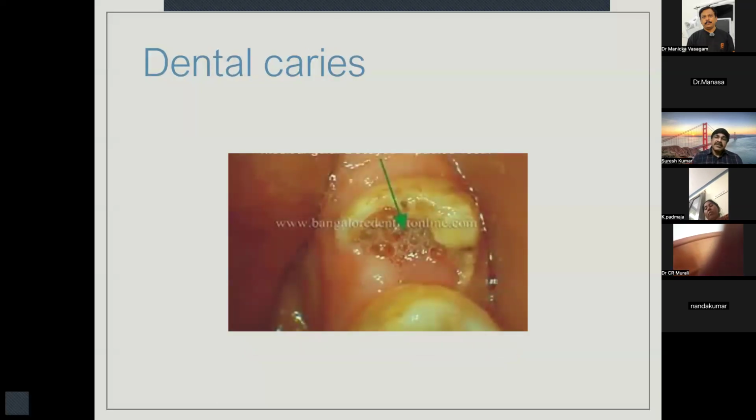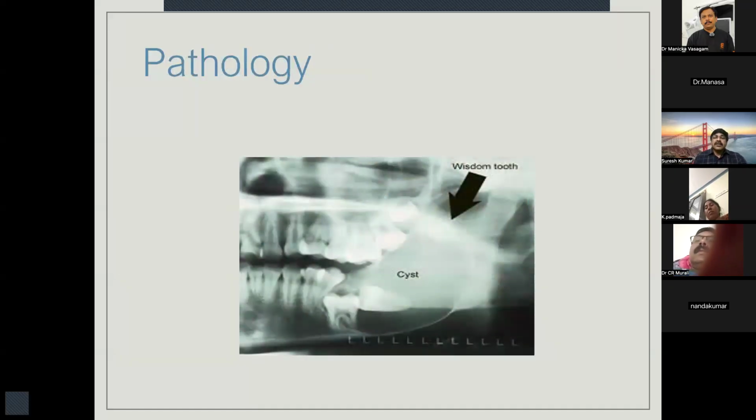Then again, a very common scenario with an impacted lower third molar is dental caries. You all see it very commonly. I don't have to explain. It's a clean cut indication.